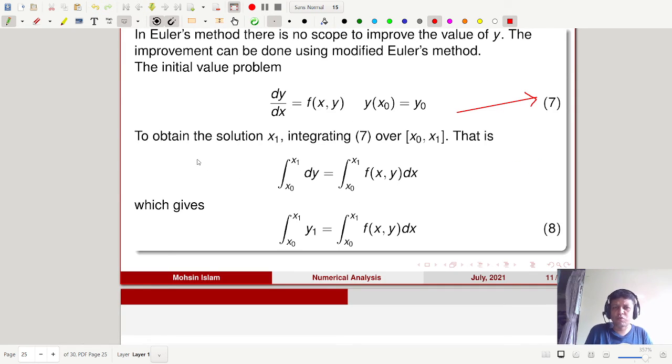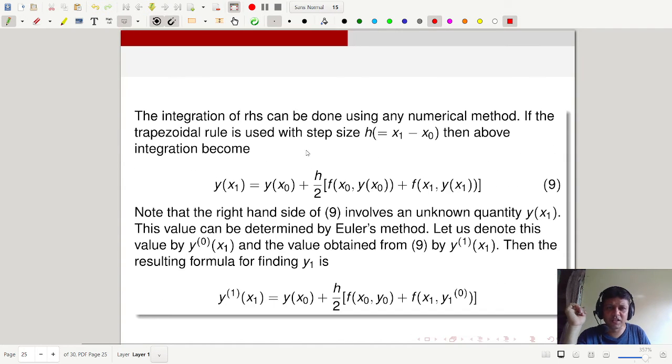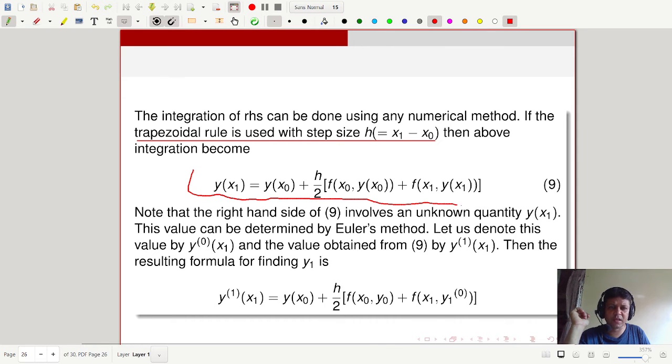Now to obtain the solution at x1, integrate over x0 to x1. If you integrate both sides, you have the integral of y' from x0 to x1 and the integral of f(x, y) dx from x0 to x1. Now the integration of the right-hand side can be done using any numerical method. If the trapezoidal rule is used with step size h equal to x1 minus x0, then the above integration becomes y at x1 equal to y at x0 plus h by 2. So you are applying the trapezoidal rule actually. This is the formula for the trapezoidal rule.